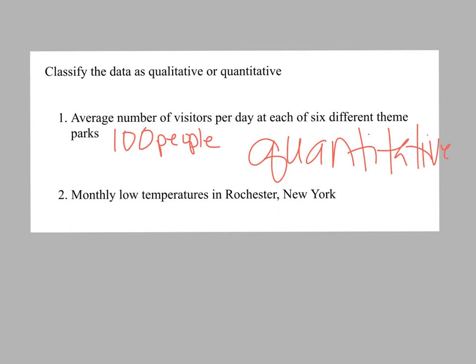Number 2, monthly low temperatures in Rochester, New York. So let's say it's -14. Does that have a unit? It does. It has degrees. So this is also quantitative.